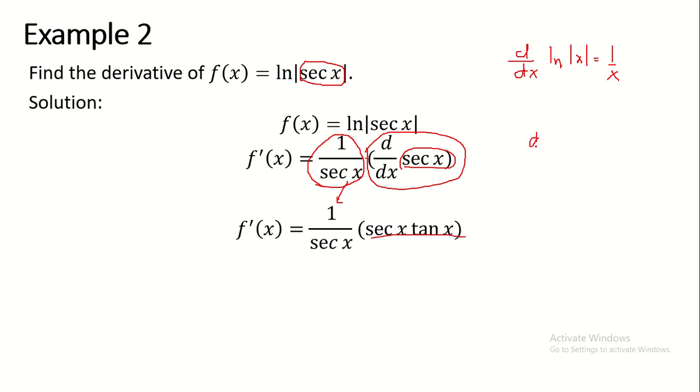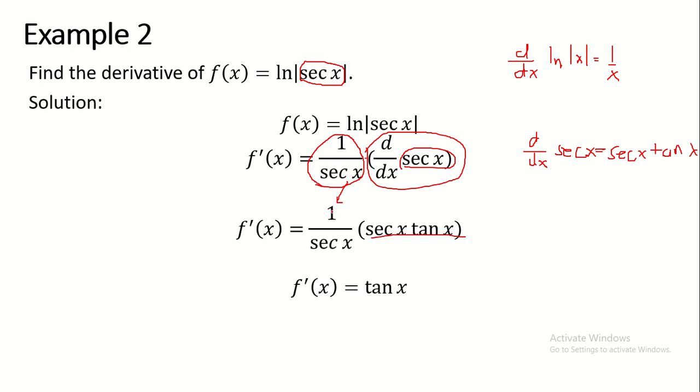Okay? D over dx of secant x is equal to secant x tangent x. Okay, next.